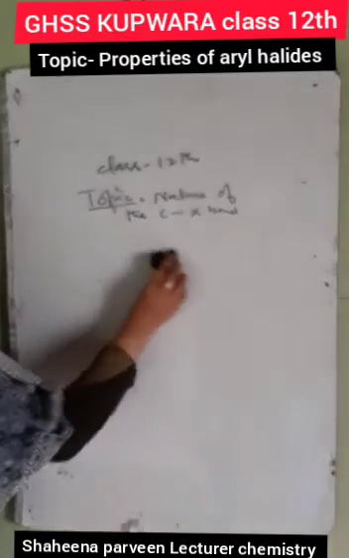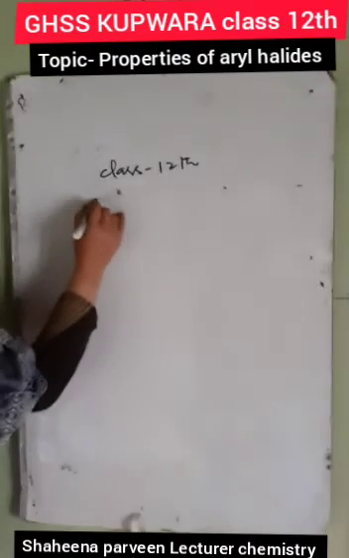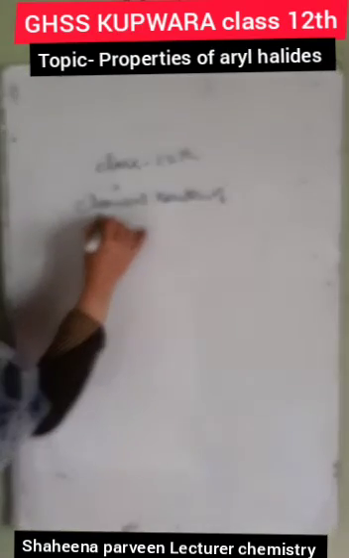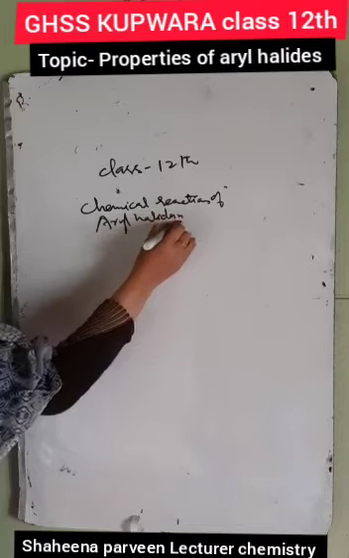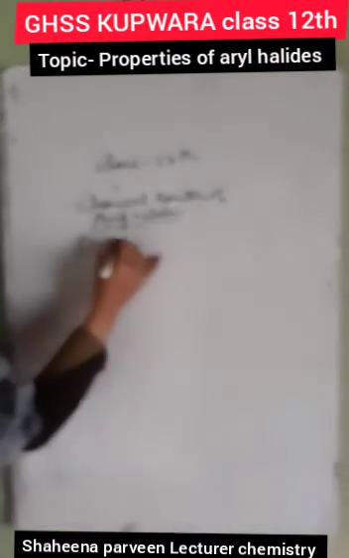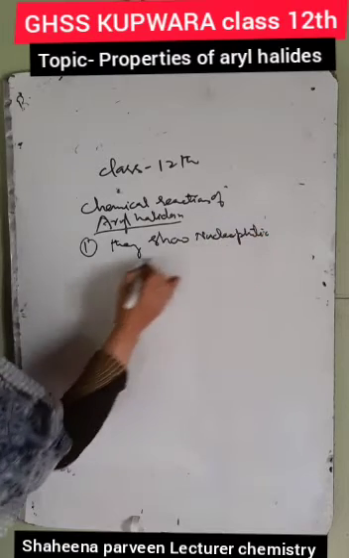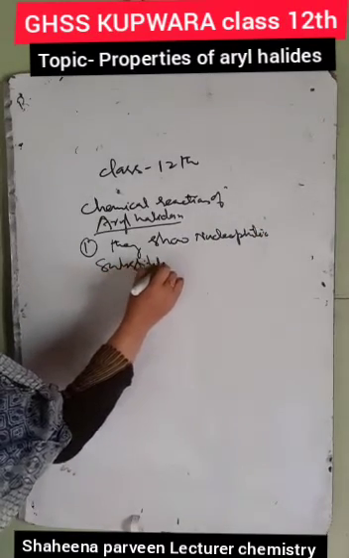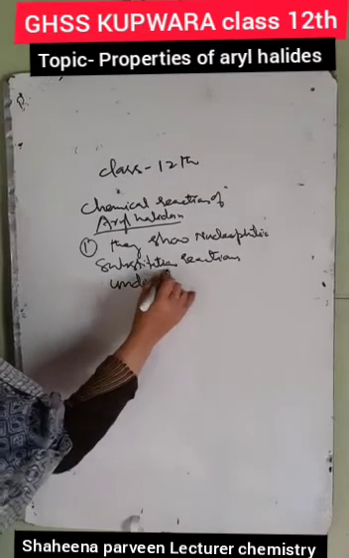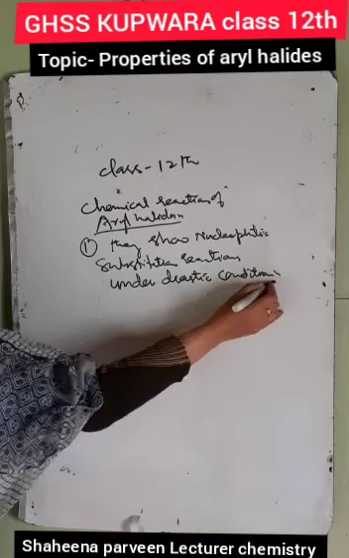Chemical reactions of aryl halides. Aryl halides show nucleophilic substitution reactions but under drastic conditions. They show nucleophilic substitution reactions under drastic conditions.